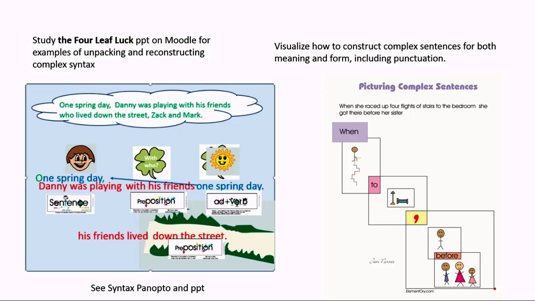Well, the actual kernel sentence is, she got there before her sisters when she raced up 4 flights of stairs to her bedroom. So again, just as we did with Four-Leaf Luck, we can look at the beginning sentence, she got there before her sisters, and then we can show that we can join those sentences with "when," and then I can move that whole clause and the conjunction to the beginning of the sentence. But if I do that, I need to mark it with a comma.